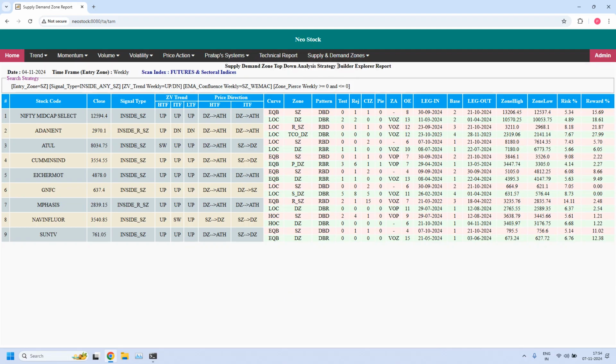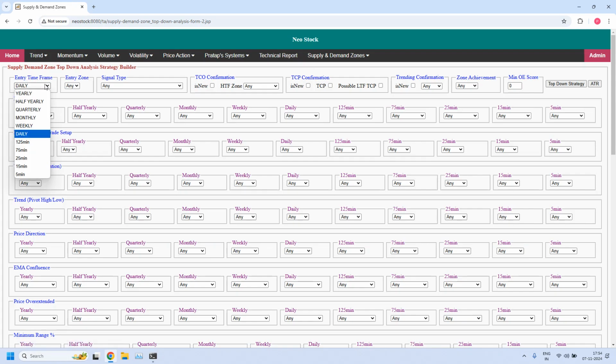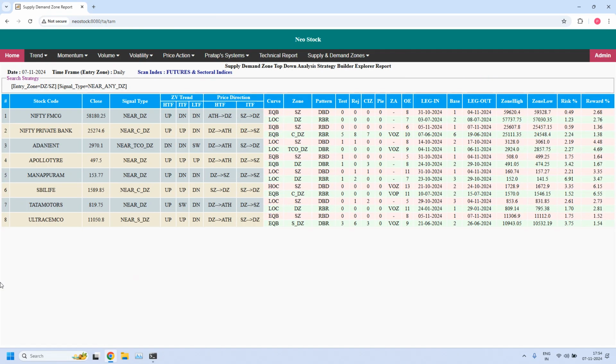Next time frame is daily. Entry time frame daily. Let us find the stocks near daily demand zone. 8 stocks are filtered. Let's identify any high liquidity zones from this list. This is NIFTY Private Bank, not listed in F&O.